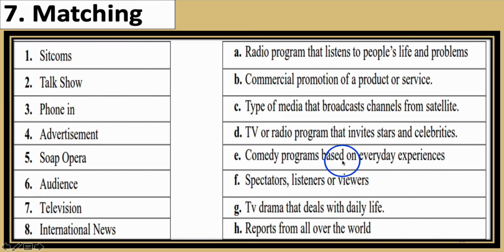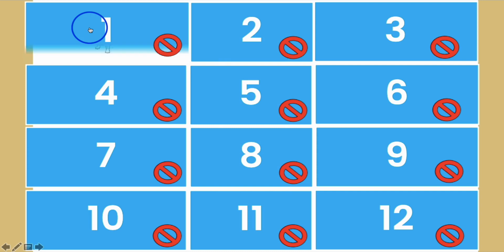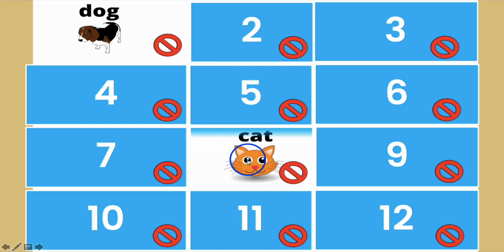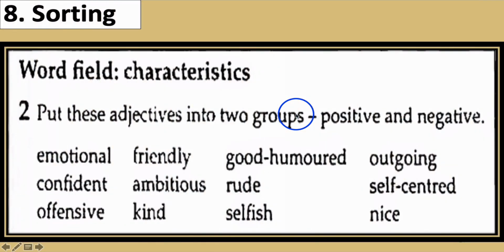Matching, so we have a matching activity, so they need to match. Like this one, for example, dog, you will look for the similar picture, so it is not this one. So this is a cat. So dog, it is not this one. So you keep looking until you find it. Elephant, and also until you find it. We have sorting. Put these adjectives into 2 groups, positive and negative. So here we have sorting.